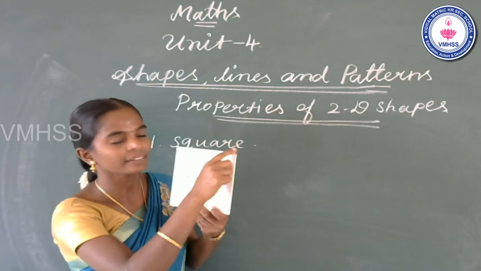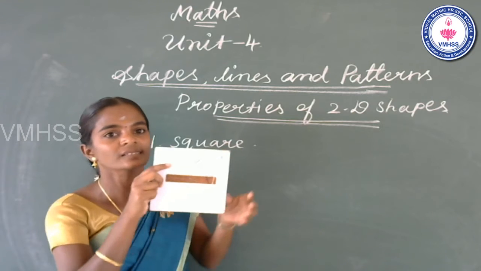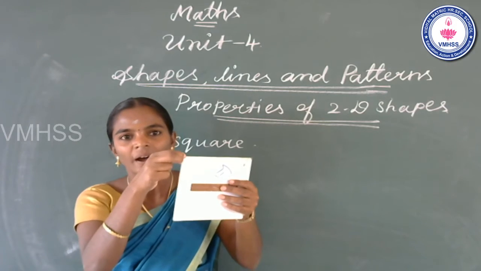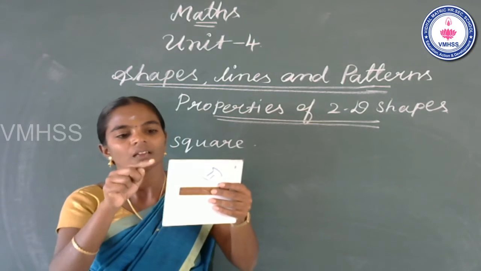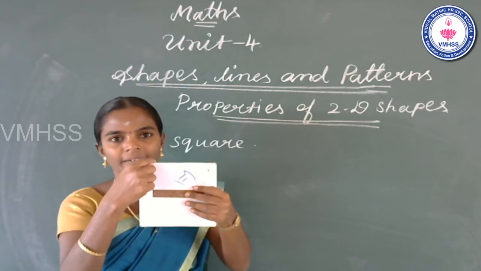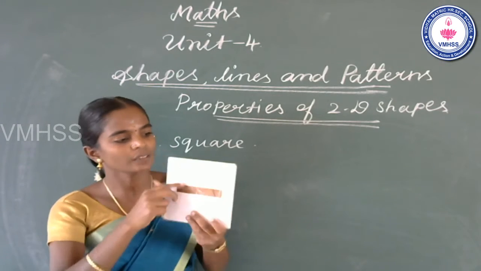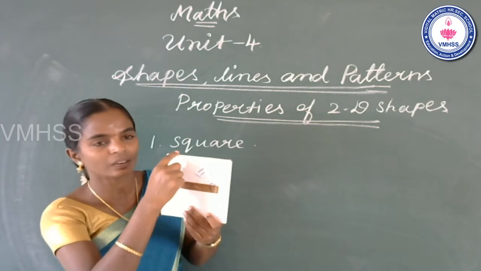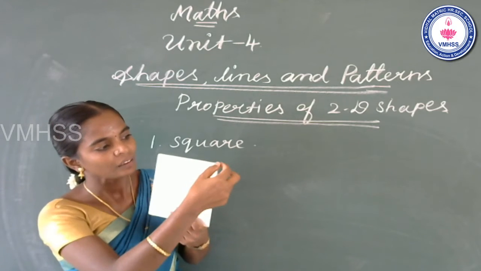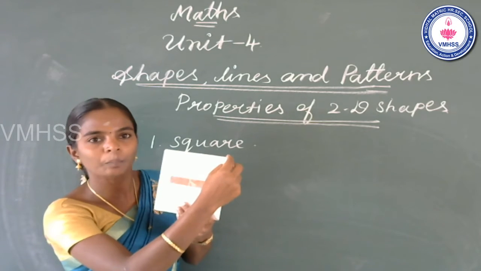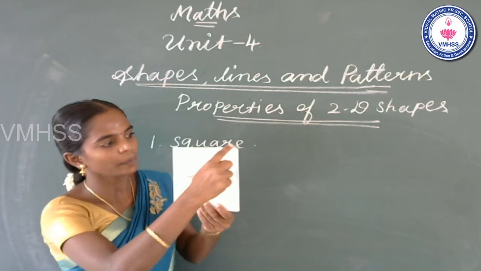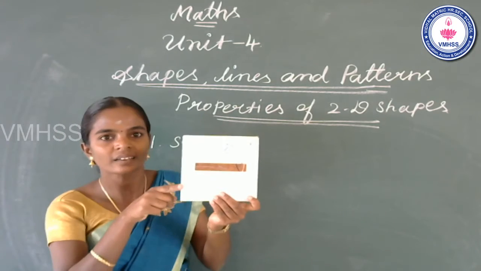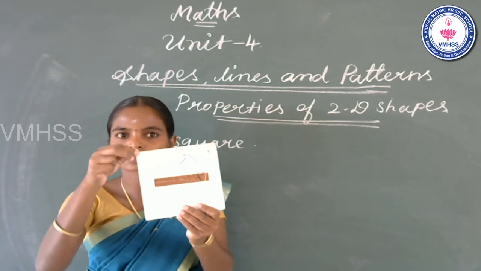The straight line segments that form the shape are known as sides. Where two sides meet at a point is a corner. So this is a corner, this is a side. Did you understand? For this one side, this one side, this one side, this one side. Next, this one corner.